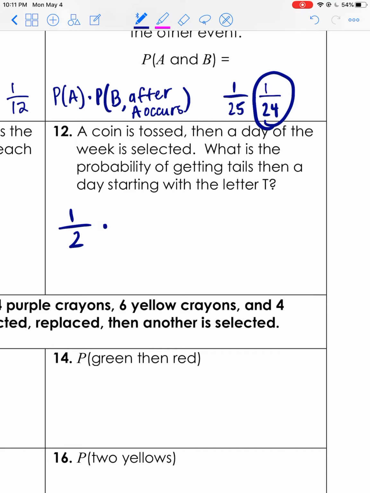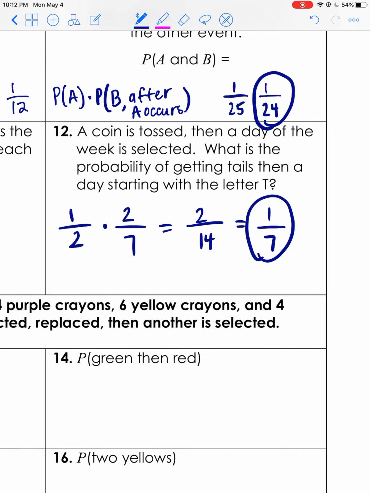And then we want to know the probability of getting a day starting with the letter T. So day of the week. Okay, how many days in the week start with T? 2, Tuesday and Thursday. Out of 7. Okay, so you're just multiplying those 2 things. They had nothing to do with each other, right? The first had no bearing on the second. So you were just multiplying across the numerator and denominator. So 1 times 2, 2, 2 times 7, 14. Of course, we simplify and we get 1 out of 7.